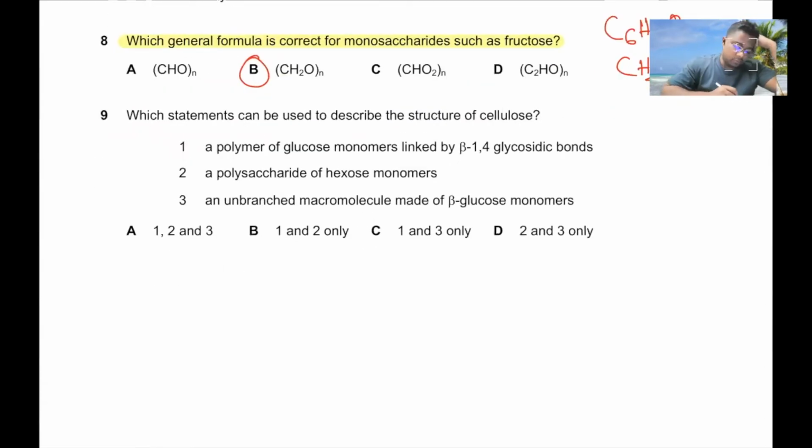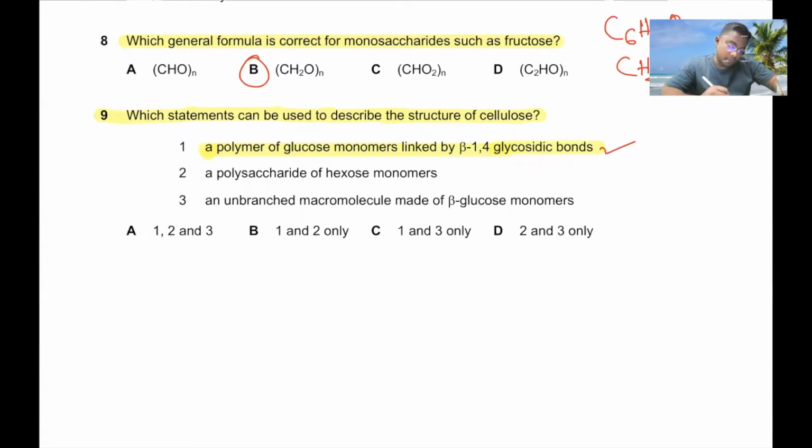Question number 9. Which statements can be used to describe the structure of cellulose? A polymer of glucose monomers linked by 1,4. Okay, yes. Cellulose is a polymer which is linked by 1,4 glycosidic beta bonds.